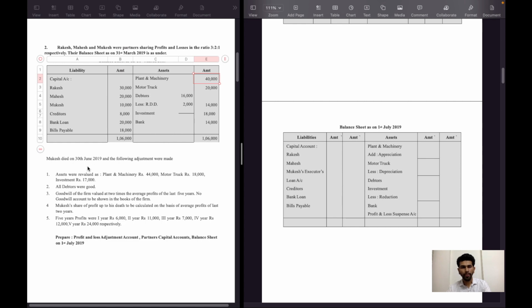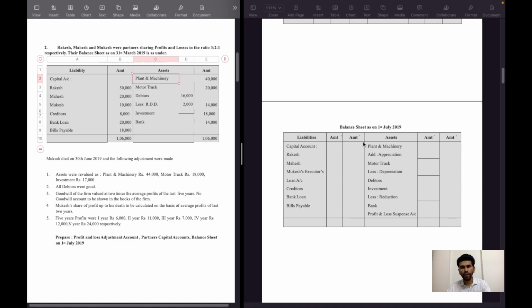Remember, Mukesh died on 30th June 2019. So new balance sheet will be recorded from next day onwards. That is 1st July 2019. Let's start with balance sheet.